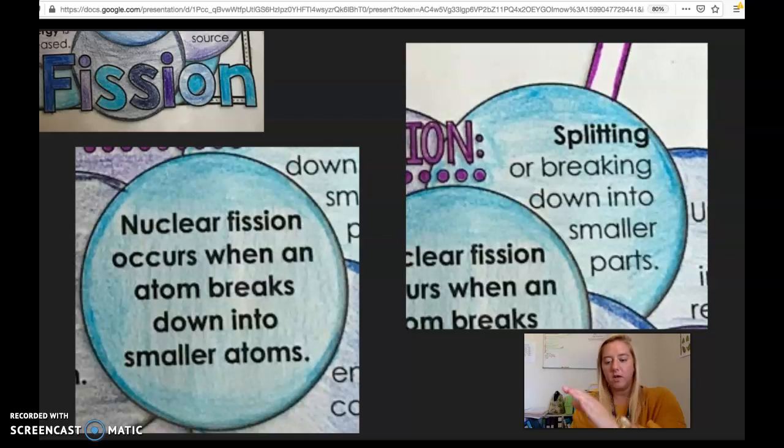So the splitting or breaking down into particles is fission. So fission is splitting, fusion is fusing them together. Fission is splitting, fusion is putting them together, joining, okay? Remember those hand motions. Fission is splitting, fusion is fusing or joining those together.